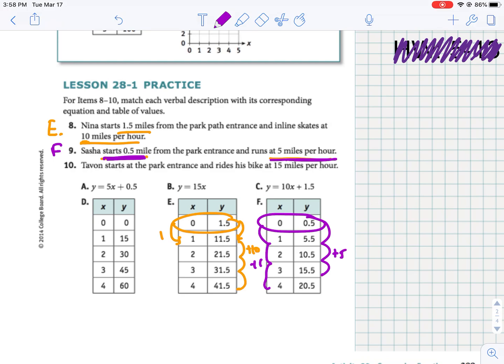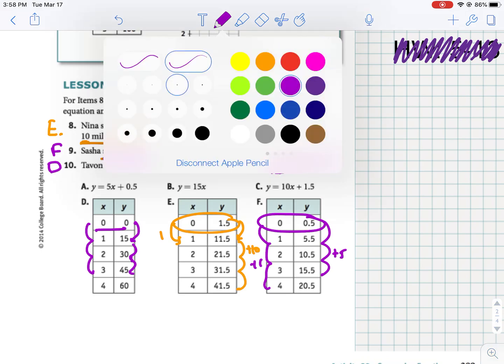And then it says Tavon starts at the park's entrance, so he's starting right at 0, and he rides his bike 15 miles per hour. So this one starts at 0, 0, and then is going up 15, up 15, up 15, and then up 1, up 1, up 1. So we know that that's got to be letter D.